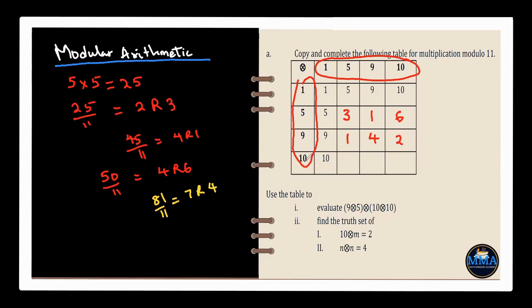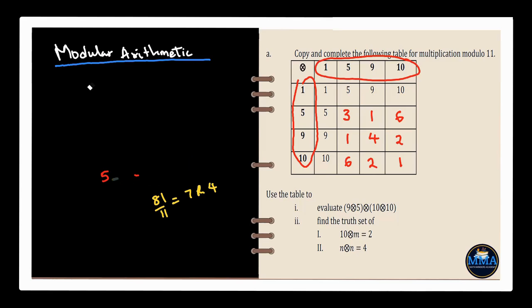Then we take this 10 times 1, 10. 10 times 5, 50. 11 can go 4 times, we have 6 remaining. 10 times 9, 90. 11 can go in 88. So we have 2 remaining. 10 times 10, 100. 11 can go in 99, 9 times. So we have a remainder of 1. Now, we are through with the table. Now that we have completed the table, we are going to answer the questions below using the table that we have completed.